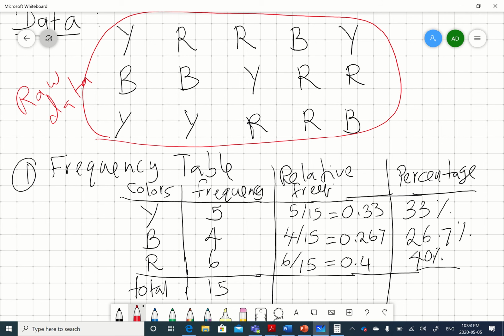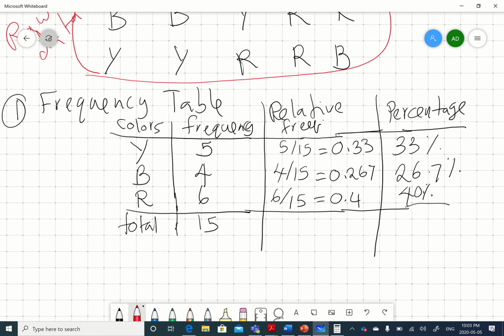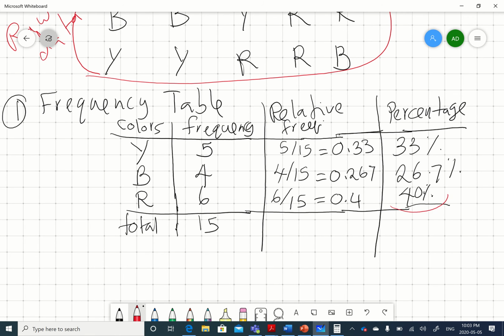Okay, so it's hard to see any patterns, hard to identify the highest or the lowest, whichever you're looking for. It's very hard to do by just looking at the raw data. So once you summarize it, then things are pretty easy. So this is the highest percentage. So most of the people tend to pick red. That's the idea, right? Least of the people tend to pick blue.